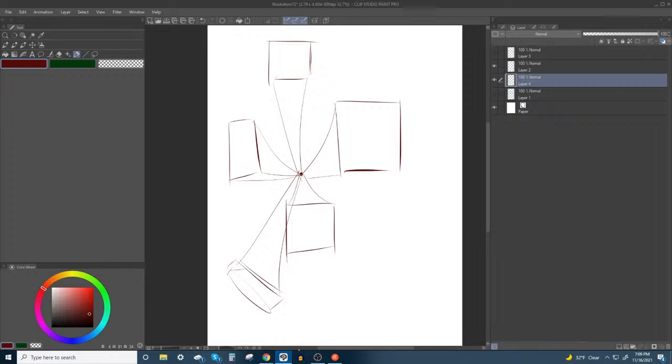Wait, learn figure drawing. I want to learn figure drawing, but I'm bad at it. Don't worry, we'll get into that. My trouble with it is the torso and perspective.